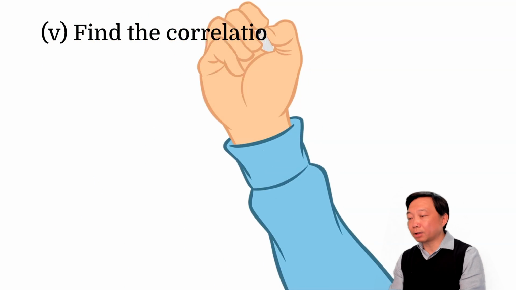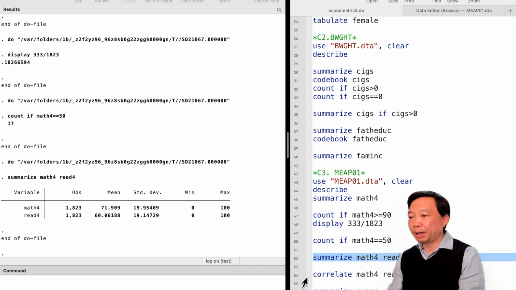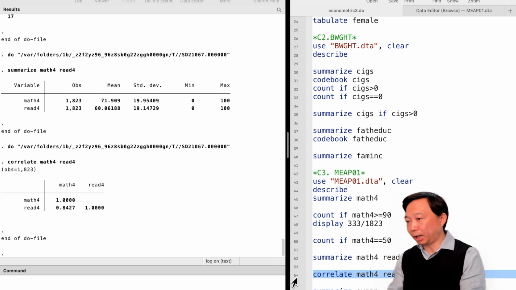Part 5 asks us to find the correlation between math4 and read4. What do you conclude? We type the command correlate, followed by the two variables. The correlation between them is 0.84. The two pass rates are highly correlated, suggesting that those schools with a high pass rate on math also have a high pass rate on the reading test.